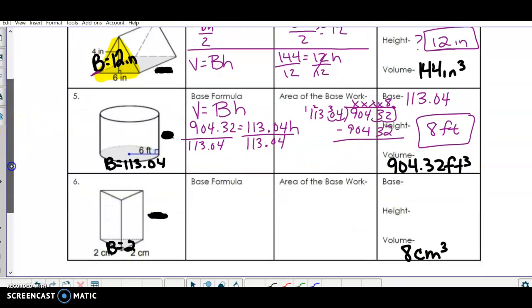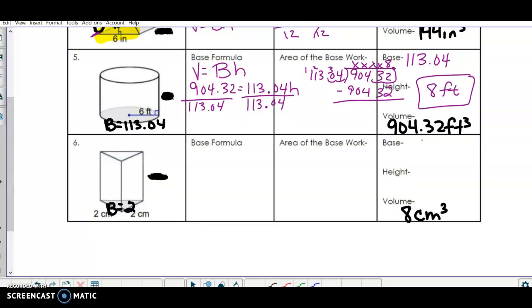Here we have one more for you. Big B is 2. I know that V equals big B times H. You don't even have to worry about dividing by 2 because it's been done. So 8 equals 2 times H. You can probably do that in your head, but we'll show the math. So the height is 4.